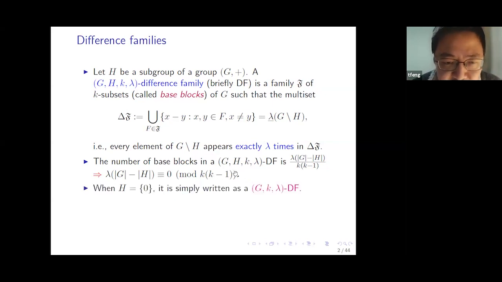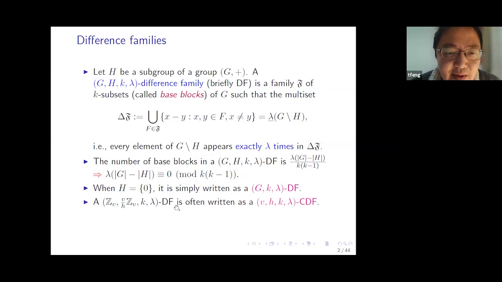When the subgroup H is trivial, generally we omit it from the notation (G, H, k, lambda) and just write (G, k, lambda)-DF. If G is a cyclic group, and H is its cyclic subgroup of order h, then the notation can be written as (v, h, k, lambda)-CDF, with a capital C. When we write CDF, it means a cyclic difference family.